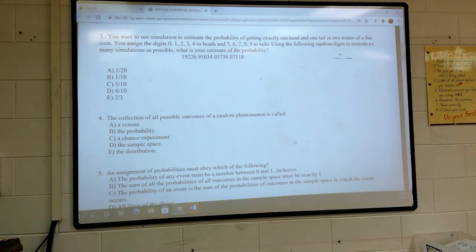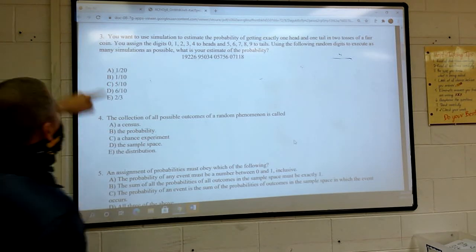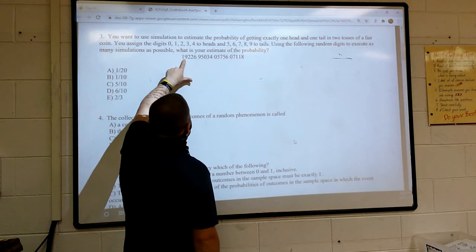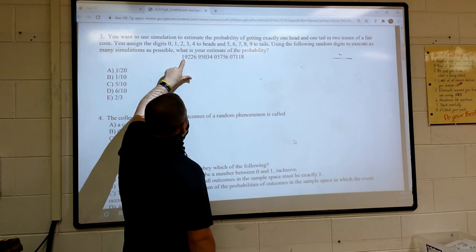So I know it's B, C, or D. So how many times do I get 1 head and 1 tail? So in the first one, I got what? 19 and 26. No, 1 and 9. 1 and 9. So it's heads and tails.